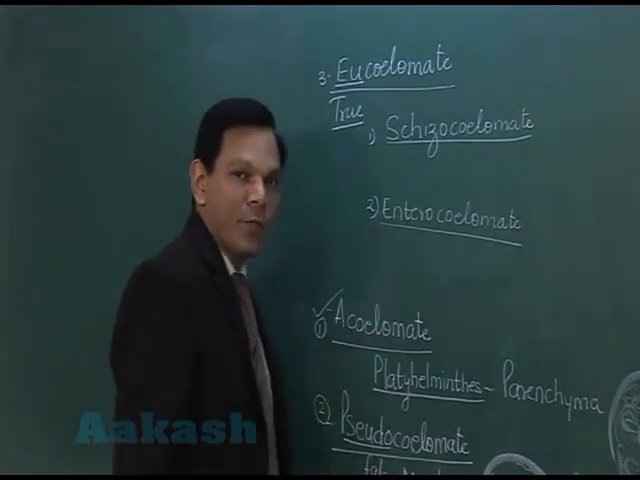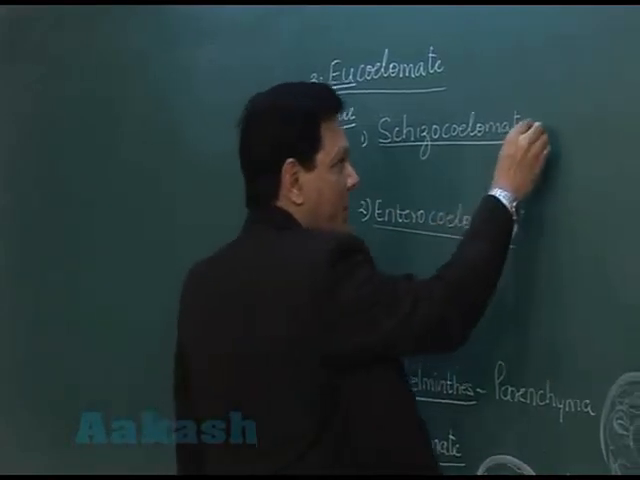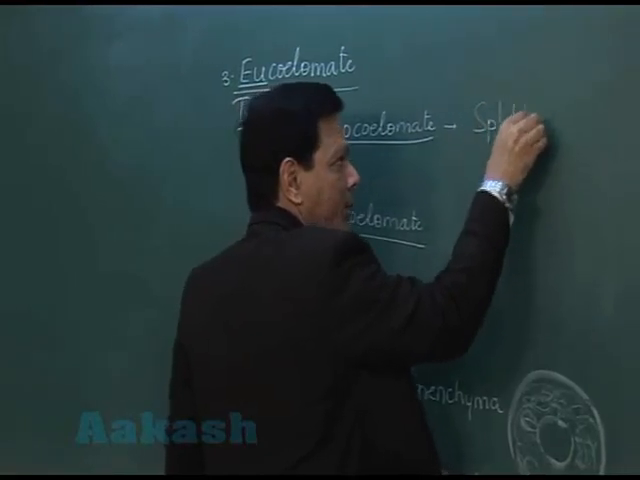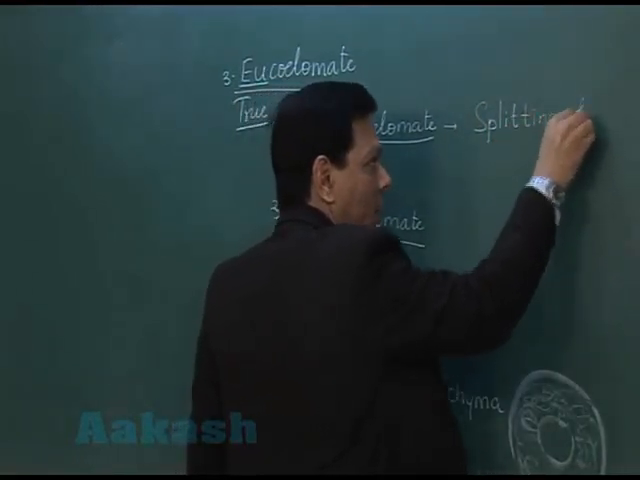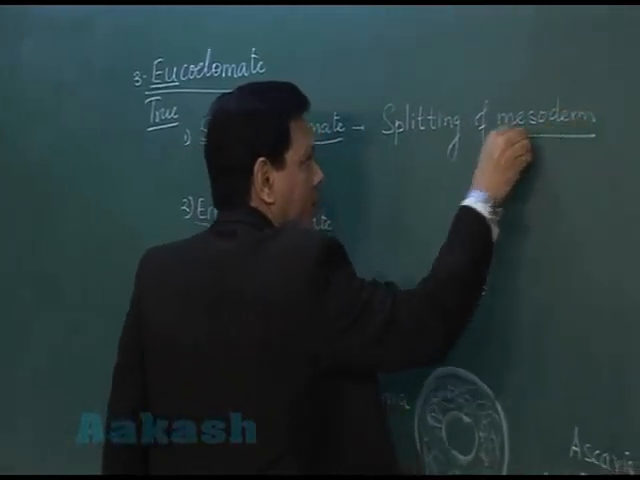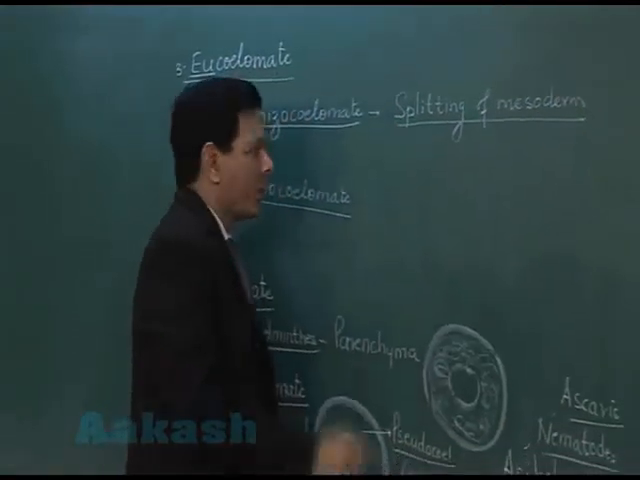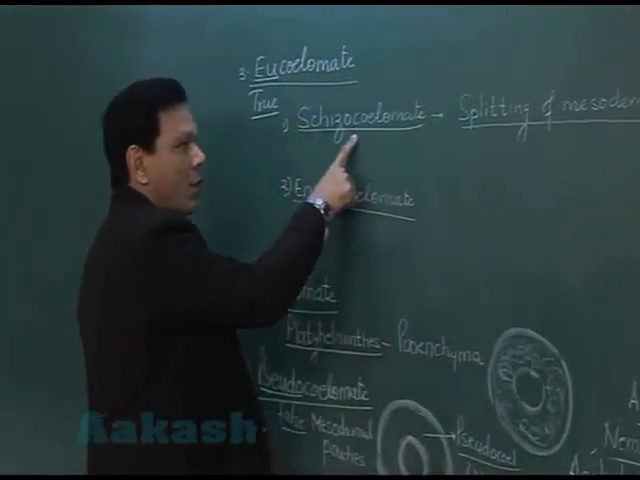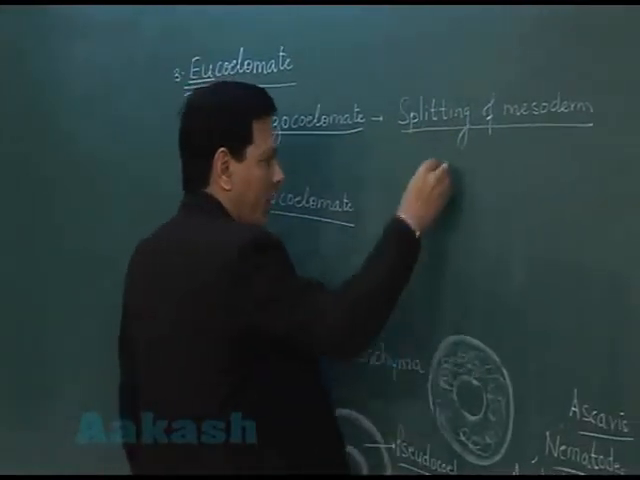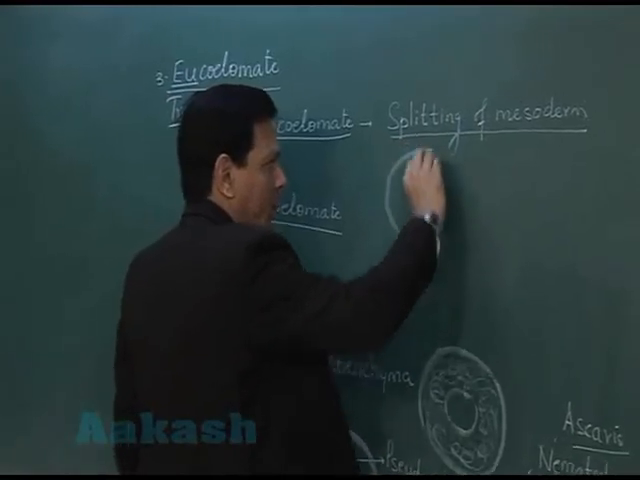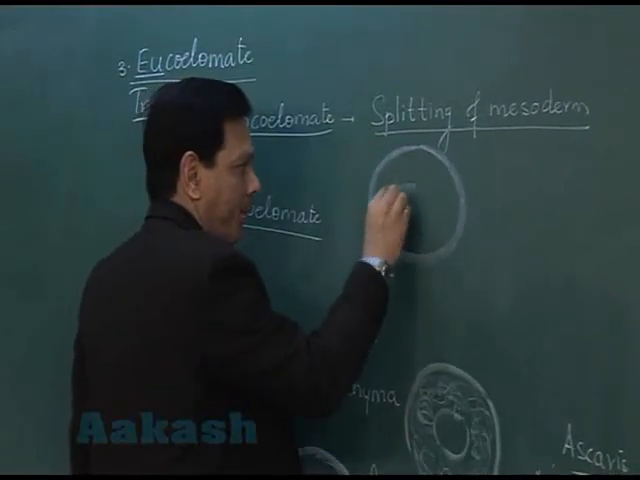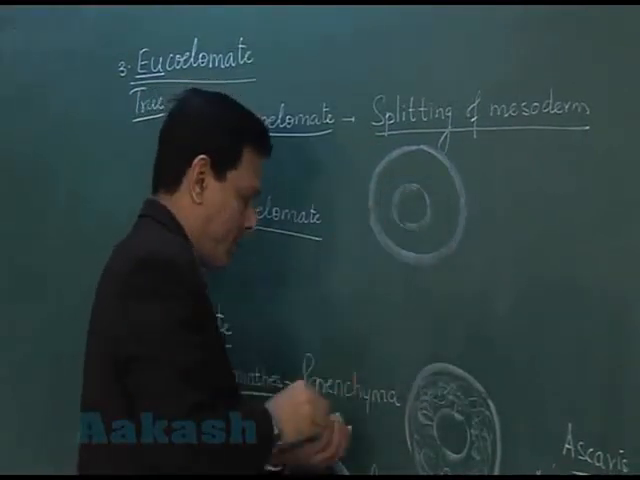First is schizocoelomate. Schizocoelomate means the coelom formation occurs by splitting of mesoderm. So in case of schizocoelomate, the coelom formation occurs by splitting of the mesoderm. How will this occur? Suppose during the development, that's a condition.